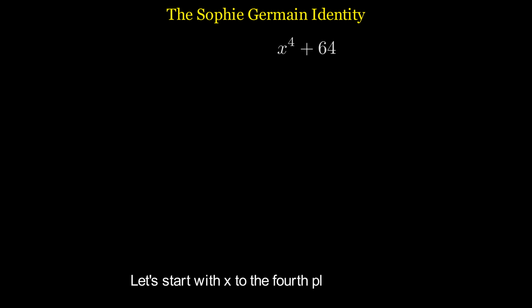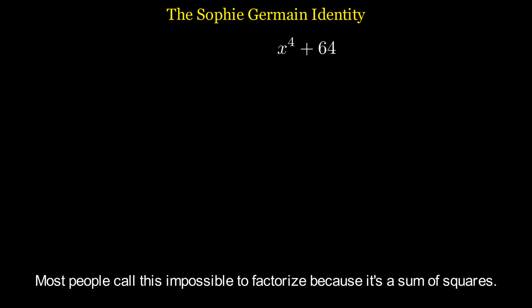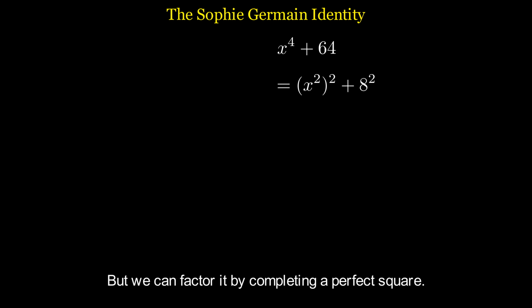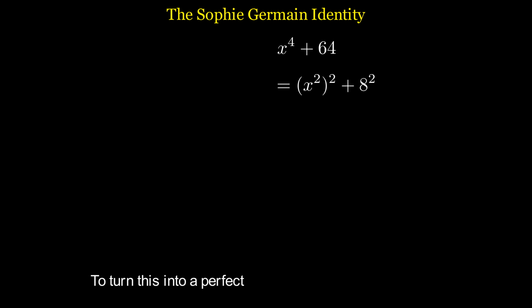Let's start with x to the fourth plus 64. Most people call this impossible to factorize because it's a sum of squares. But we can factor it by completing a perfect square. To turn this into a perfect square, we need a middle term.